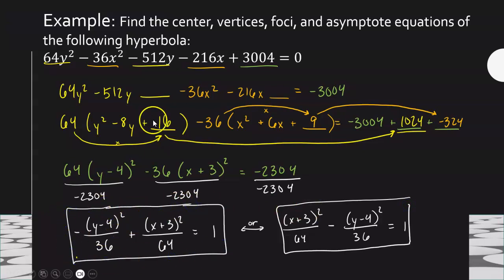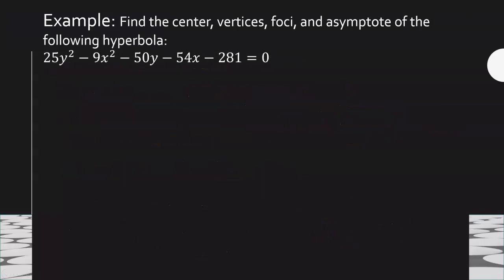Now, we could take the time now to find the center, vertices, foci, and asymptotes of that equation, but I feel like you've had enough practice with that. So I just want to make sure you know how to create this equation. So go ahead, and I want you guys to try this next one completely on your own. Go ahead now and pause this video and hit play when you're ready to check to see if you've done it correctly.